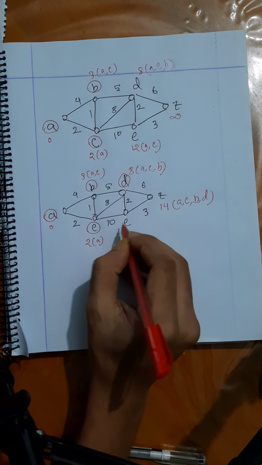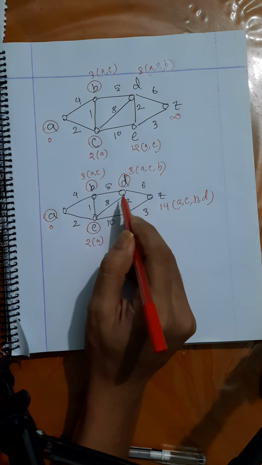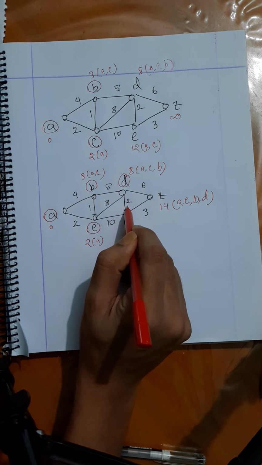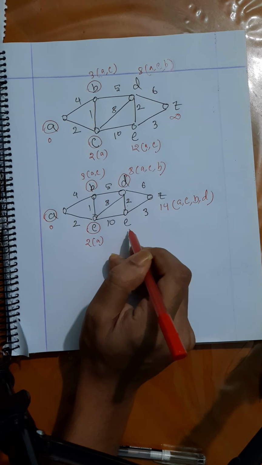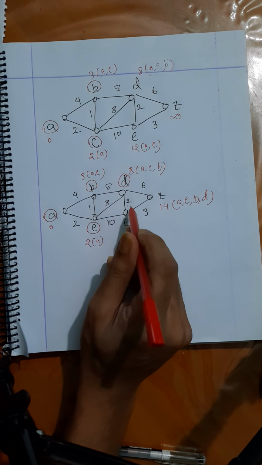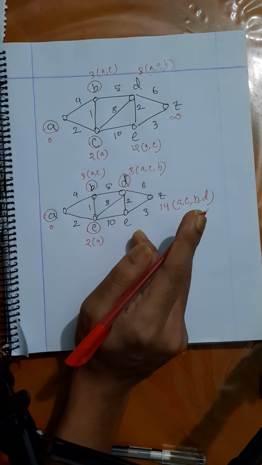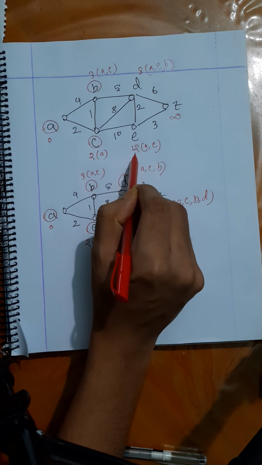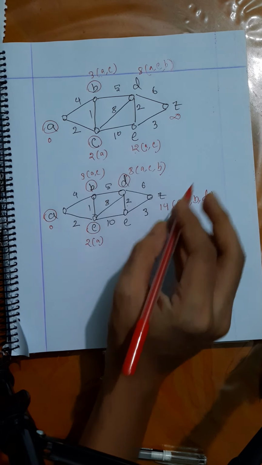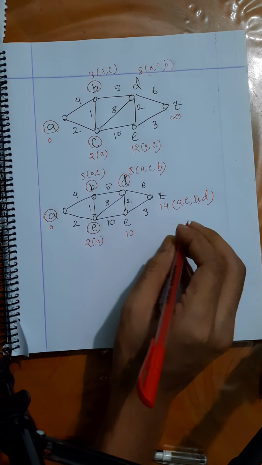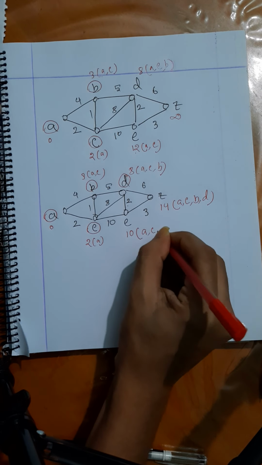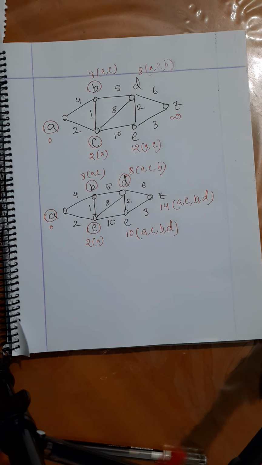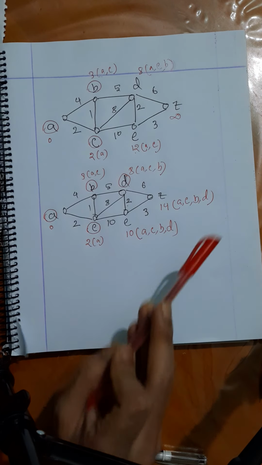Now let's check for E here. From D we can go to E with a cost of 2, and the cost of D is already 8, so the cost of reaching E is going to be 8 plus 2, which is 10. Is it smaller than the already assigned value of E? Yes, it was 12 previously, but now we have found a smaller route with a cost of 10, so we will update E again. So the path is going to be like this. So D is done.